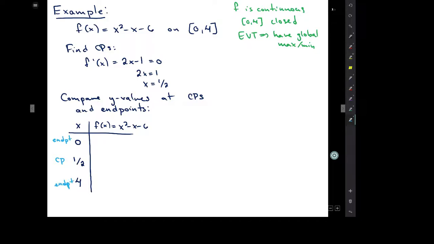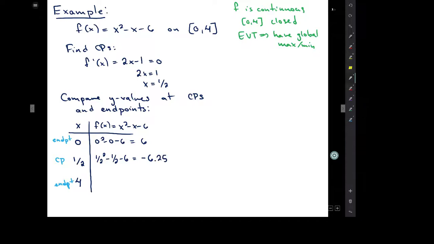And I'm checking their values. Okay, if I take 0 and I plug it into f, I have 0 squared minus 0 minus 6, and so this gives me 6. If I plug in 1/2, I have 1/2 squared minus 1/2 minus 6, and this you can use a calculator for if you like, but this is going to give me negative 6.25.